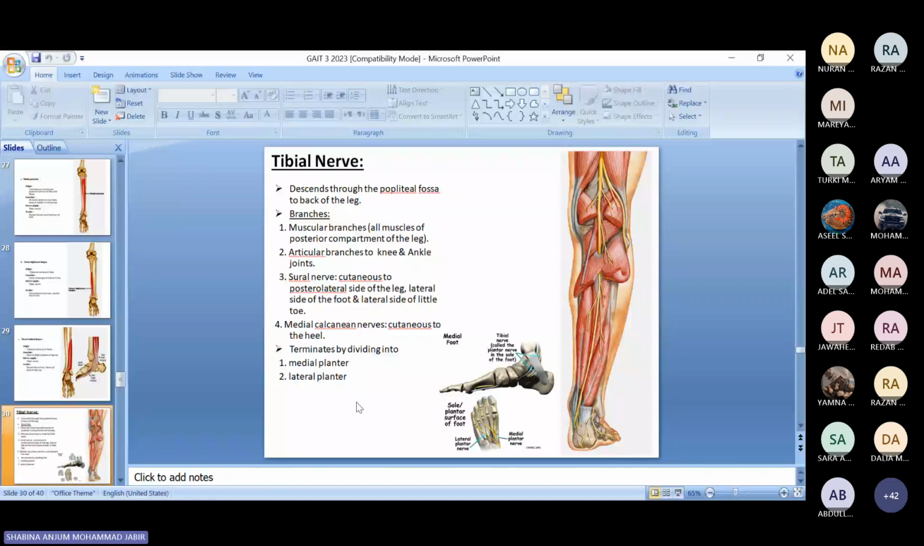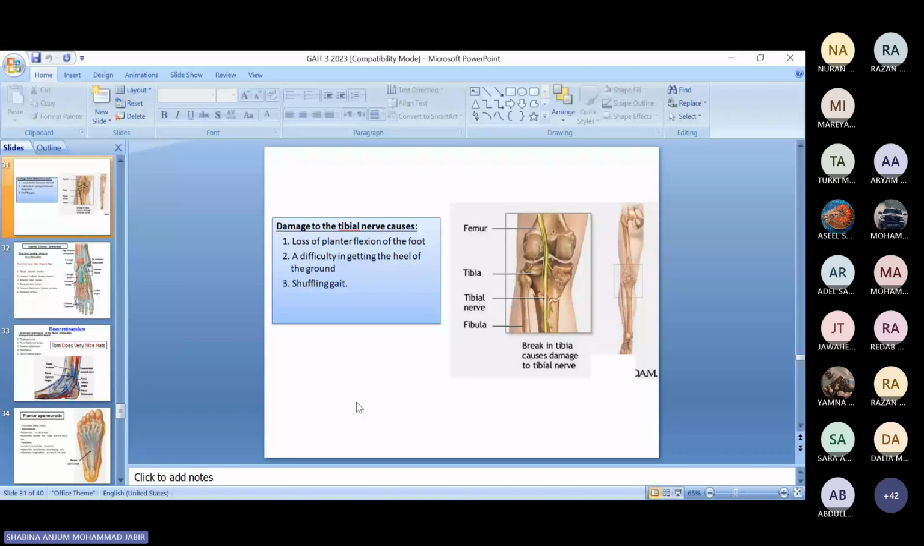Now, what will happen if there is damage to the tibial nerve? You can see this area in the posterior, which is not very common, but if it happens, there will be loss of plantar flexion of the foot. This is just the opposite of foot drop. The patient will have difficulty in getting the heel off the ground. He will not be able to take his heel off the ground and he will walk with some noise over the ground. That is called shuffling gait.